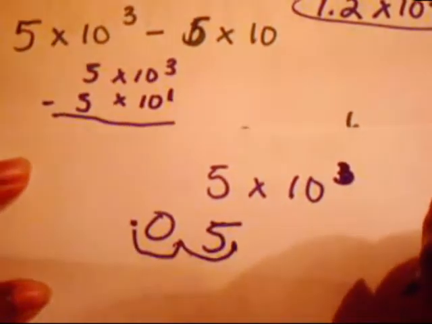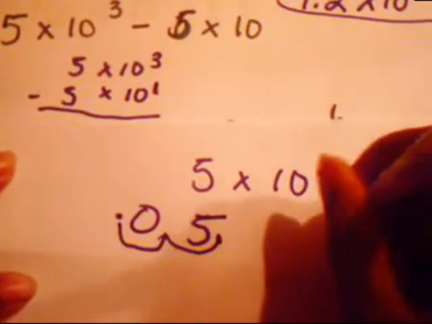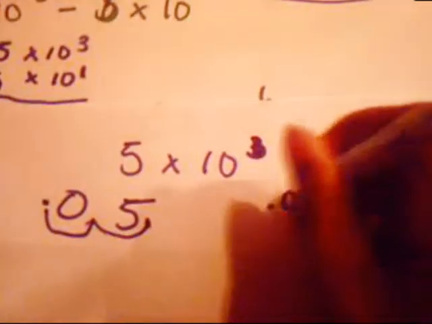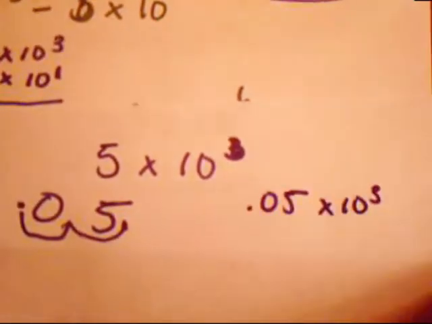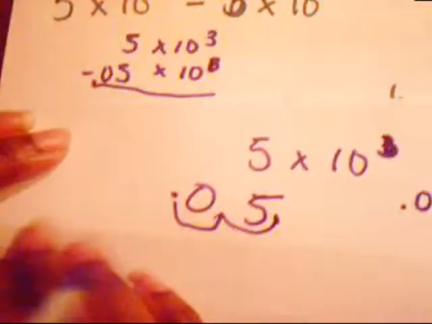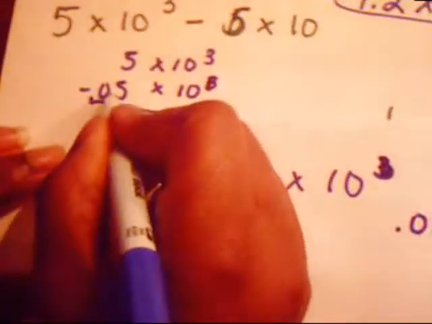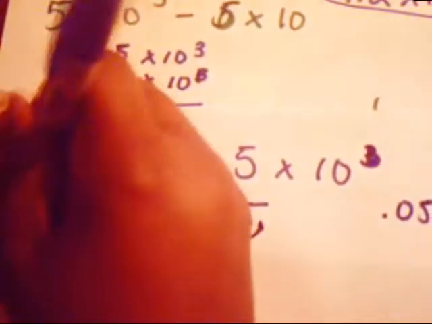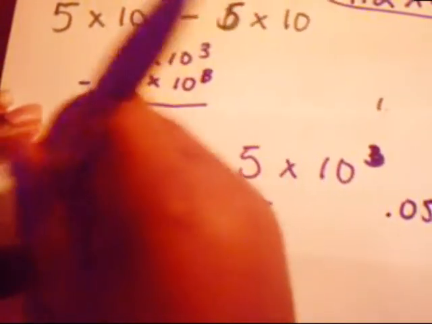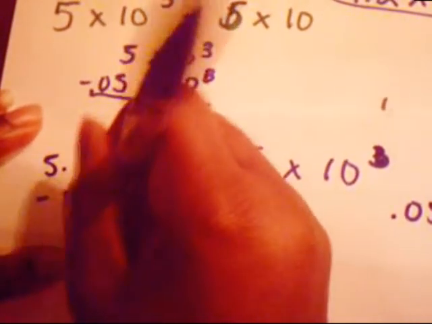So my answer should be 0.05 times 10 to the 3rd power. So I'm just going to make the changes in here. 0.05 times 10 to the 3rd power. And now I can subtract. So what's 5.00 minus 0.05?